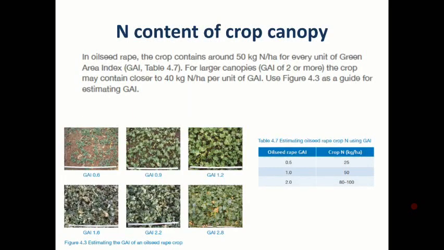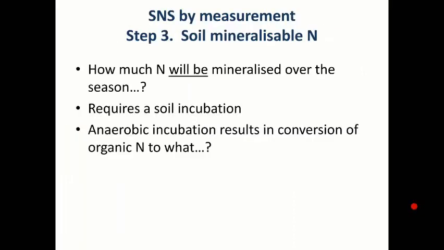And there you can see some of the pictures that are in RB209 showing you green area indexes, and then a little table 4.7 for oilseed rape, where you can convert a green area index ultimately to crop N. So it's all just to try and get an idea how much nitrogen is in the crop already. So we do that soil test I showed you previously for how much mineral N is in the soil. We look at the crop that's there at the time of our sampling to figure out how much nitrogen is in the crop. And then the third thing we do is look at what's called soil mineralizable N.